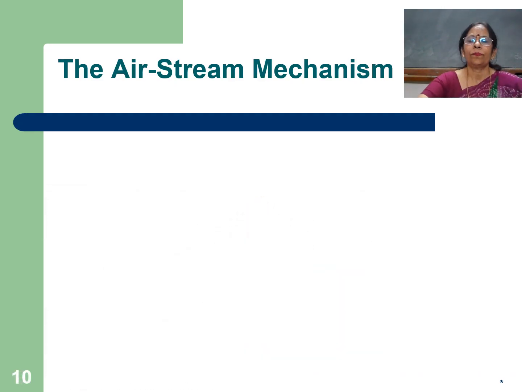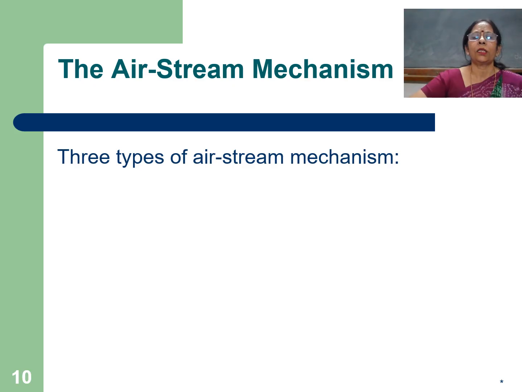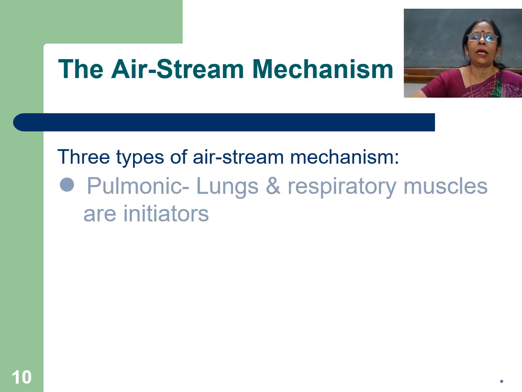As we all know, for production of sound, air is required. The air which is expelled from the lungs, which we exhale through our mouth, when we speak the air comes out of the mouth. So the airstream mechanism is required for production of sound. There are three types of air mechanisms.